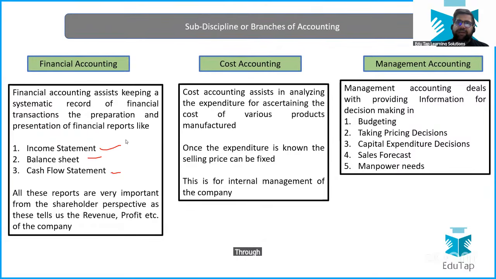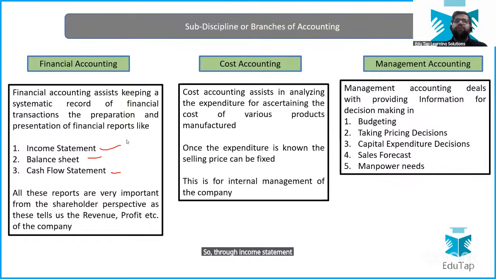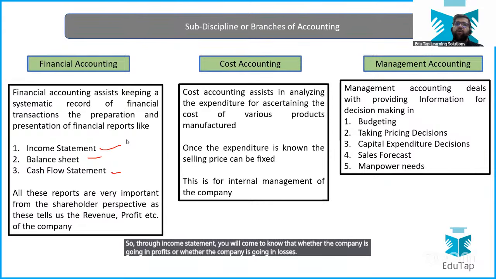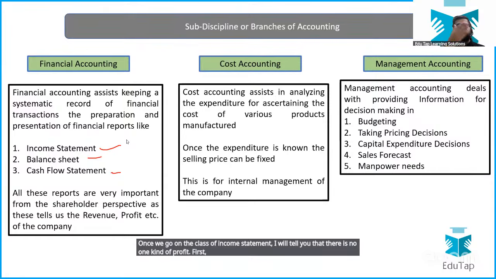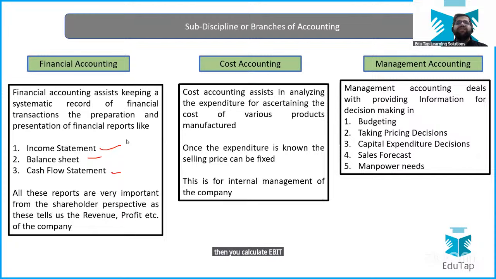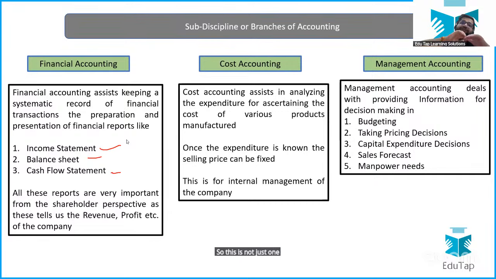Through the income statement, which is also known as the profit and loss statement, you will come to know whether the company is going in profits or in losses. Once we get to the class on the income statement, I will tell you that there is not just one kind of profit. First you calculate gross profit, then operational profit, then EBIT, earnings before interest and tax, and then you calculate your net profit, which is also known as profit after tax. So this is not just one profit; there are multiple types of profits which we will understand in the income statement.